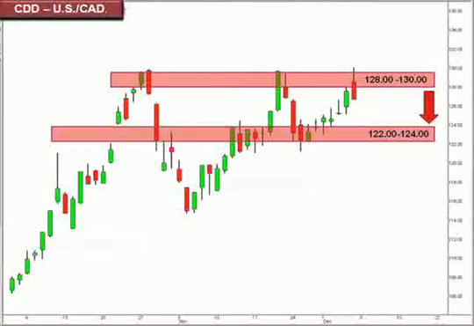That being said, a continuation to the upside here and a break above the 130 will have us focusing on the 134 to 136 box as a logical upside target.